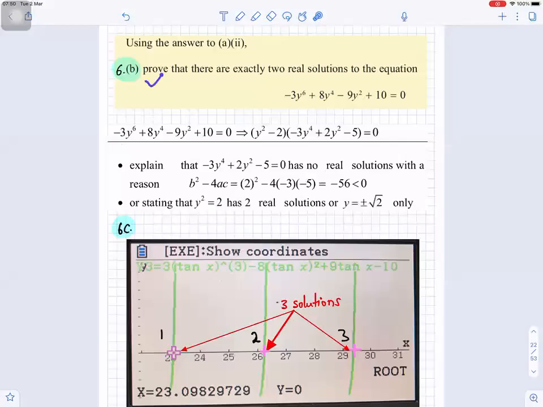So this is part 6b written neatly, showing that it has no real solutions, and you use b squared minus 4ac, you get minus 56, and there are 2 answers, plus root 2 and minus root 2.